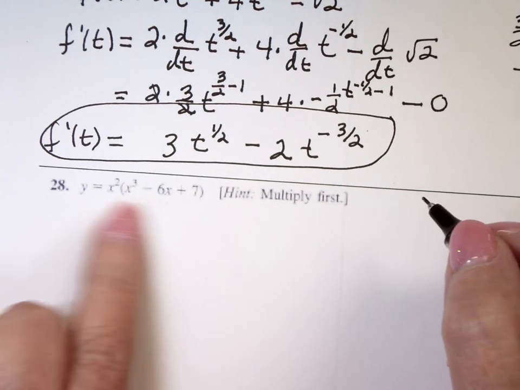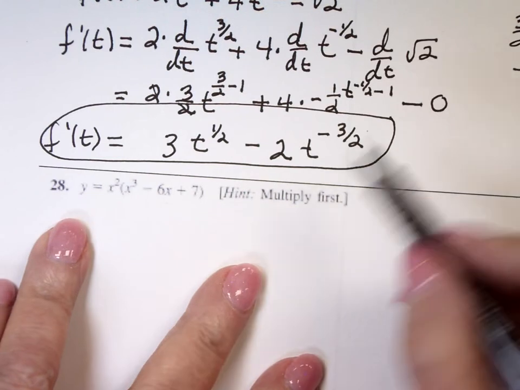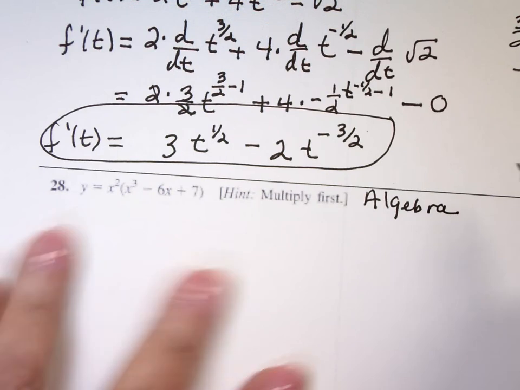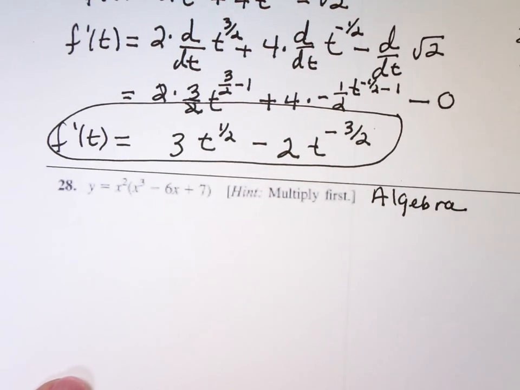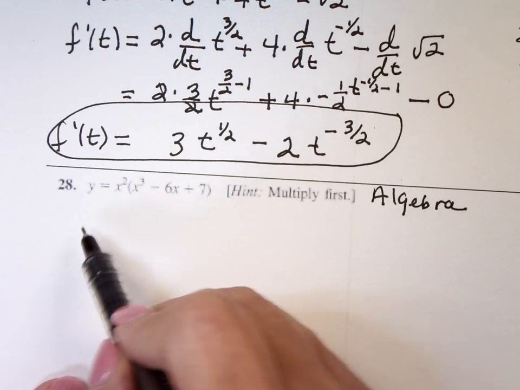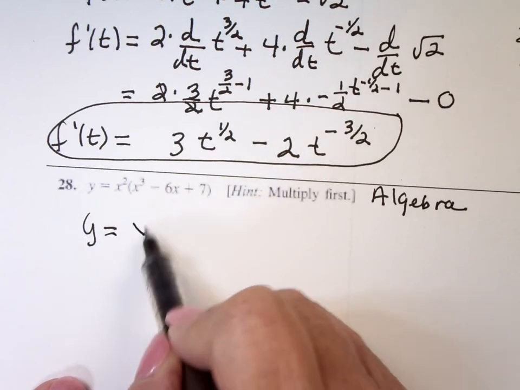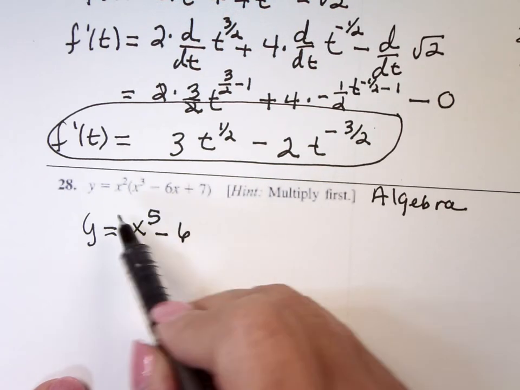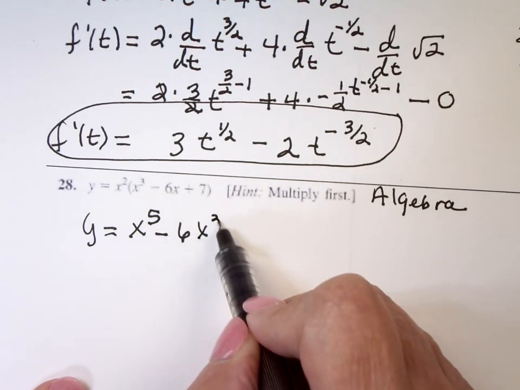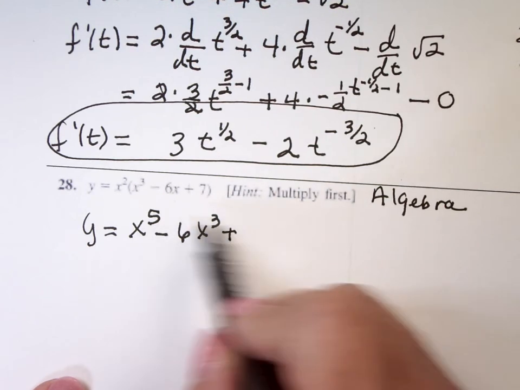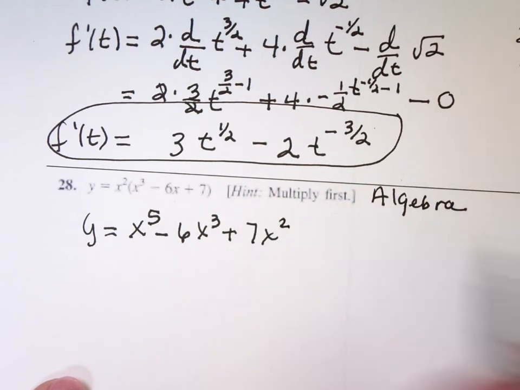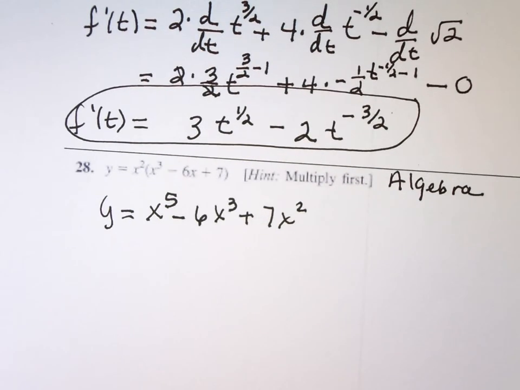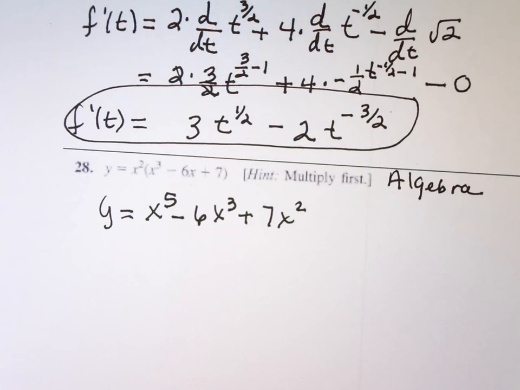Okay, we don't have any other rules yet, so this says multiply first. That means this needs some algebra. So I'm just going to multiply through the x squared, so y equals x squared times x cubed is x to the fifth, minus 6x squared times x is x cubed, plus 7 times x squared is 7x squared. Before, we weren't sure what to do with it. Now it's just power rule.